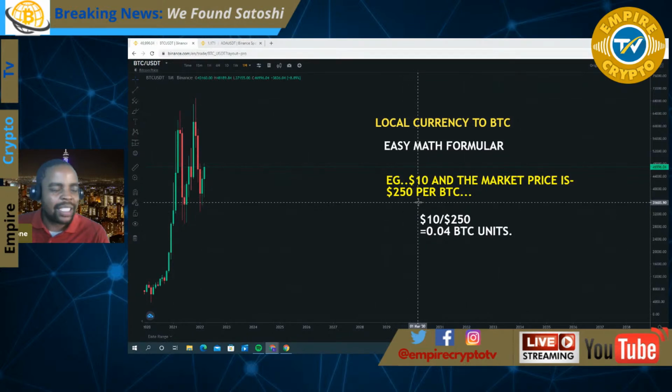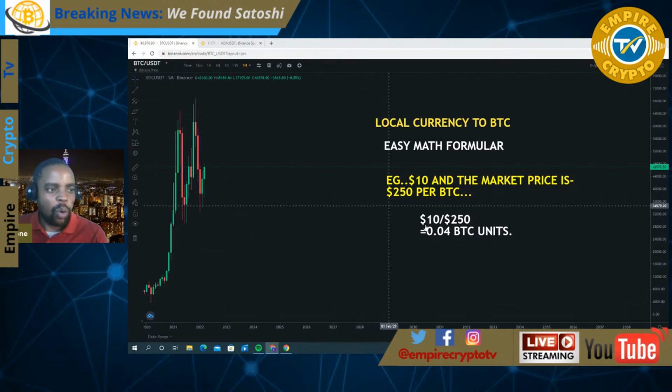This is an example. I know the price of Bitcoin is currently going for around $47,000 per coin, but this $250 is just to make it easier for someone who is a beginner, especially someone who is having a hard time doing calculations. This is just a price that I chose just for an example.